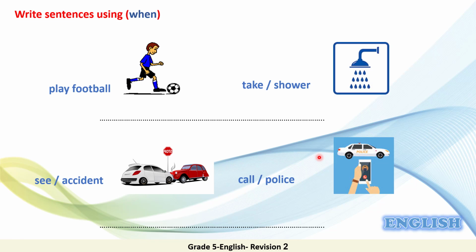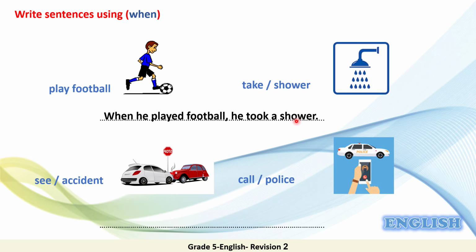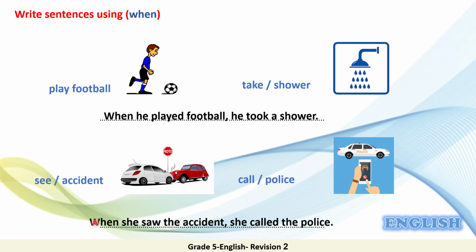Okay, here in this activity, you need to write full sentences using when. This picture shows the first action, play football, and this shows the second action, take a shower. So we need to use when in the beginning, followed by the first action and then the second action. Remember to use the past simple of the verbs. When he played football, he took a shower. Clear? Okay, pause the video and do this one. Here is the sentence. When she saw the accident, she called the police.